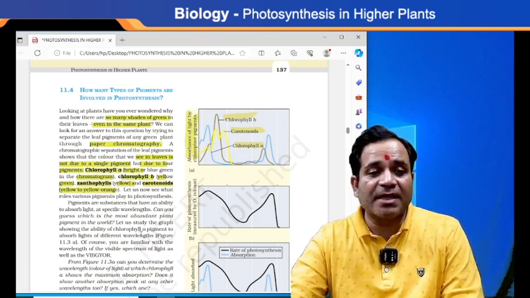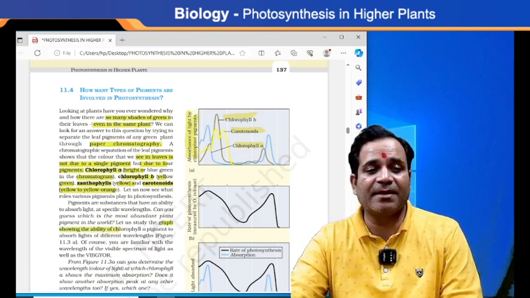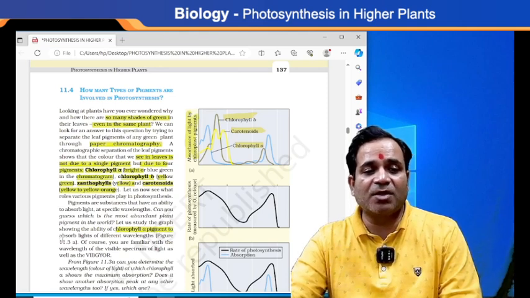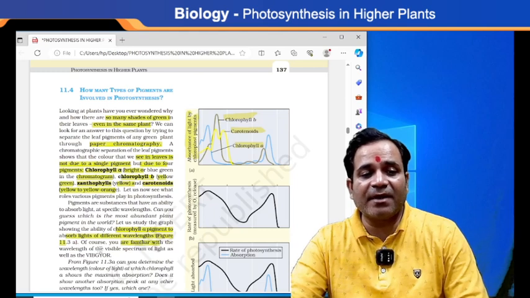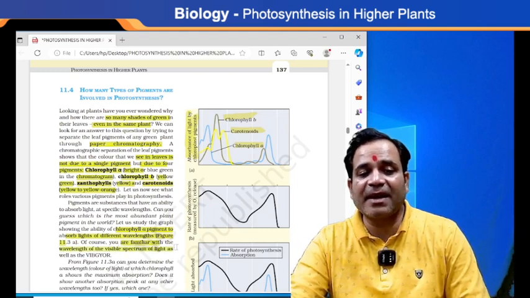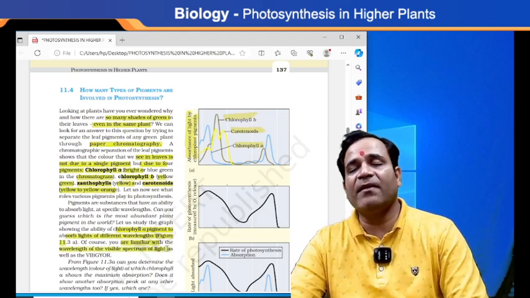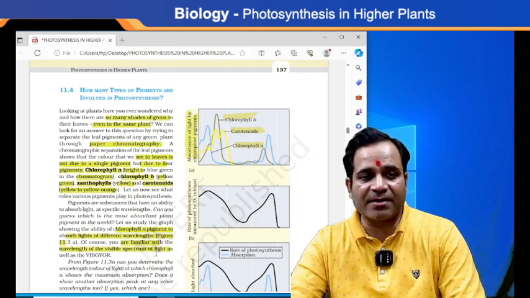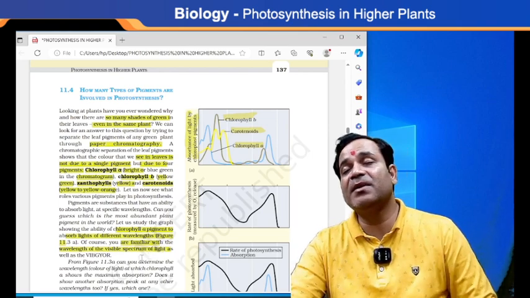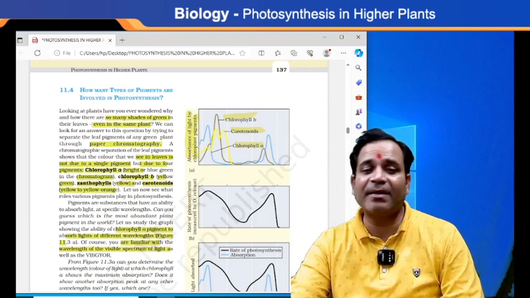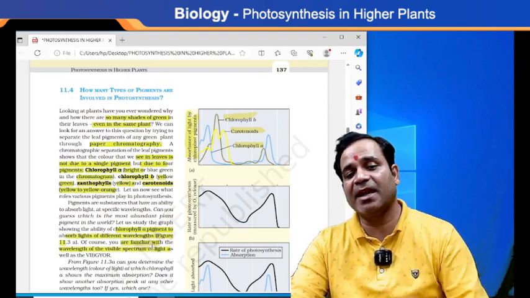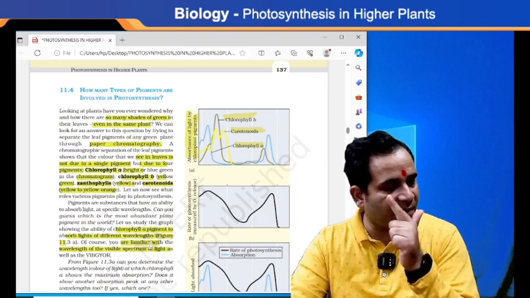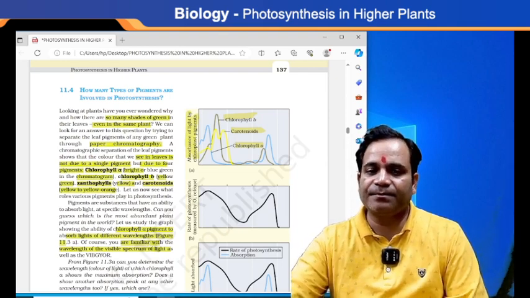But now the question is, chlorophyll is the pigment that absorbs light of different wavelengths. Of course you are familiar with the wavelengths of the visible spectrum of light, and you all know that the visible light spectrum is VIBGYOR. Yes, you are right, VIBGYOR, my dear. V for violet, I for indigo, B for blue, G for green, Y for yellow, O for orange, R for red. These are the colors.